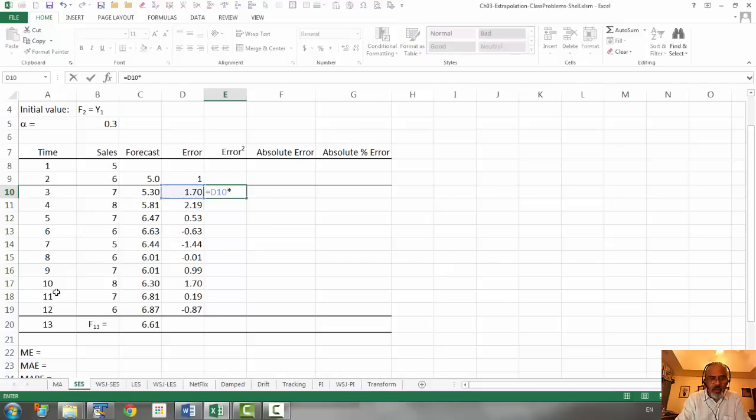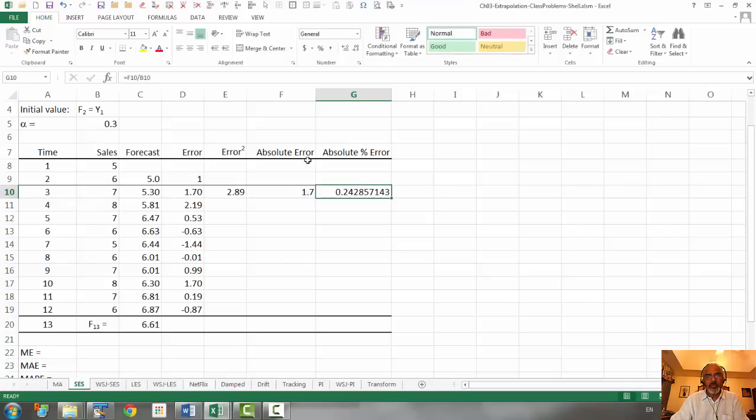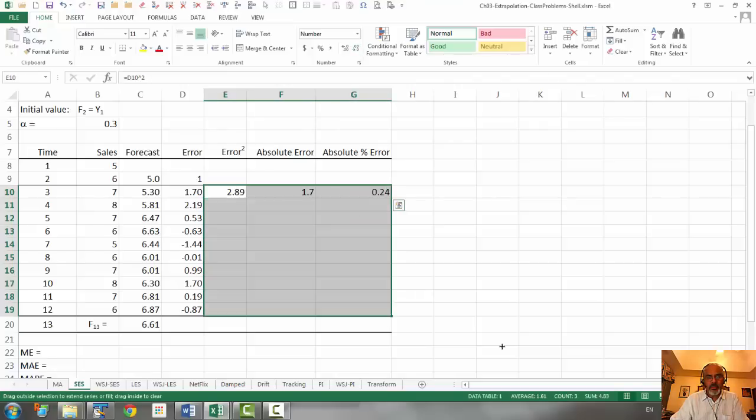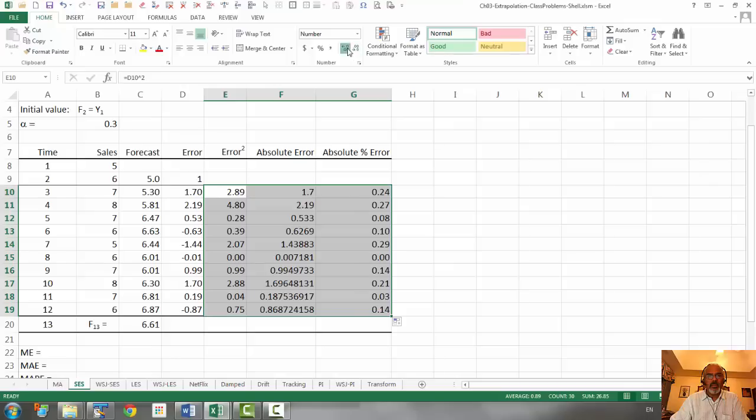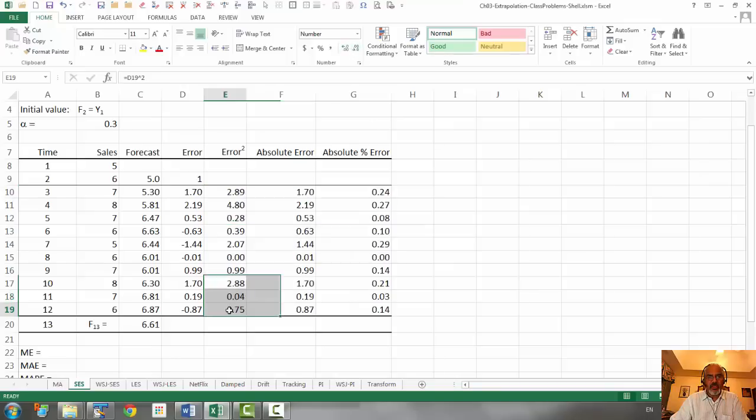So error squared. Okay, now absolute error, then absolute error divided by the actual value. That will be absolute percentage error. Copy these down there. Let's format these, make sure that all the numbers are properly formatted.